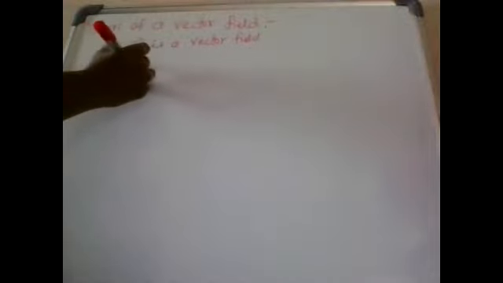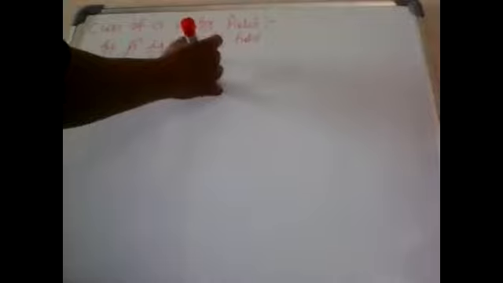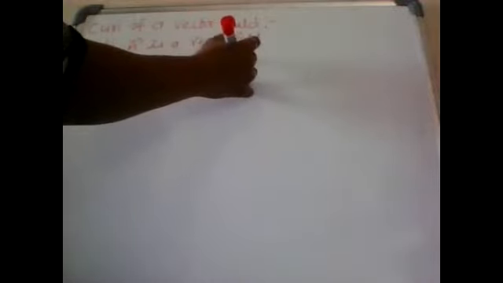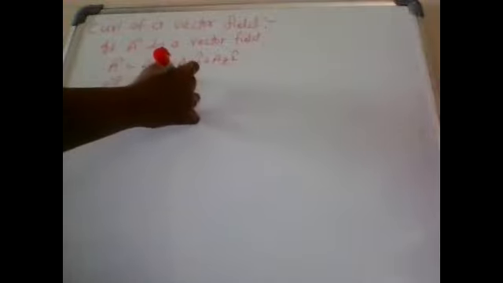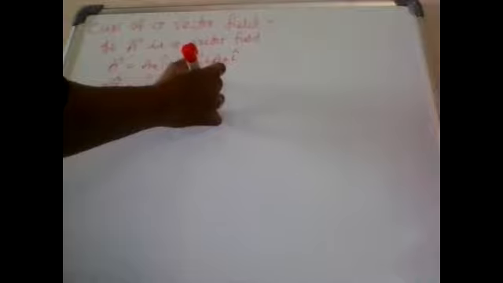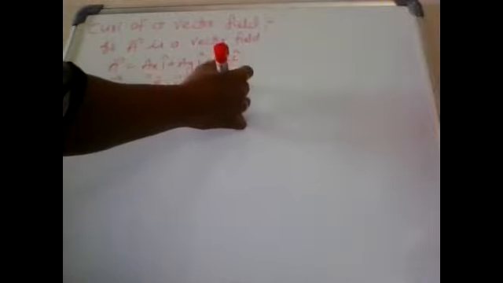If A bar is a vector field, then we can write A bar equal to, we have three unit vectors i, j, k, and three components A suffix x, A suffix y and A suffix z. So A bar equals A suffix x i plus A suffix y j plus A suffix z k. And we already know the del operator is equal to i dou by dou x plus j dou by dou y plus k dou by dou z.